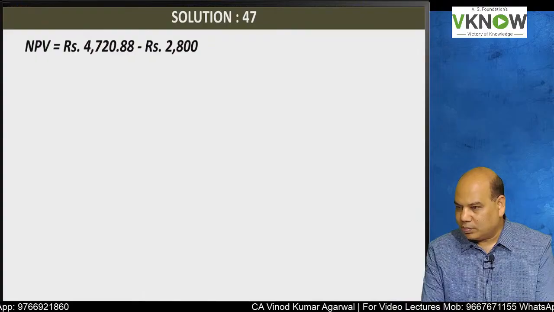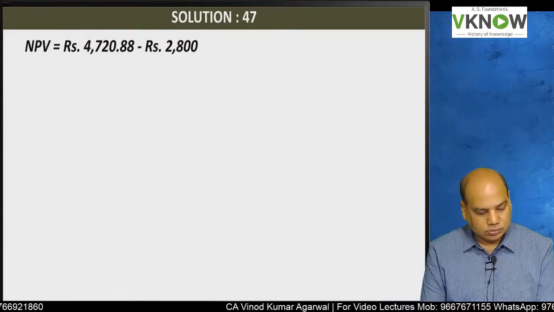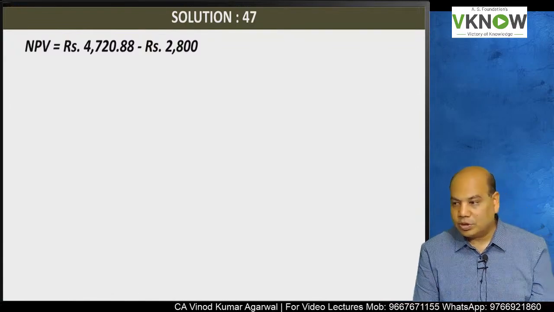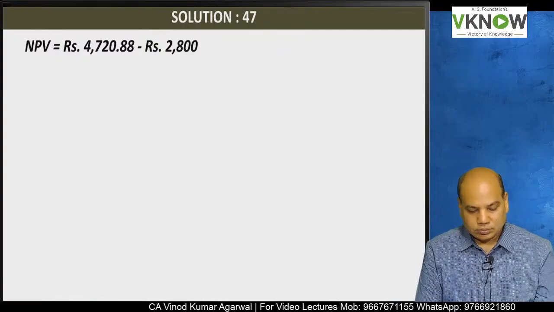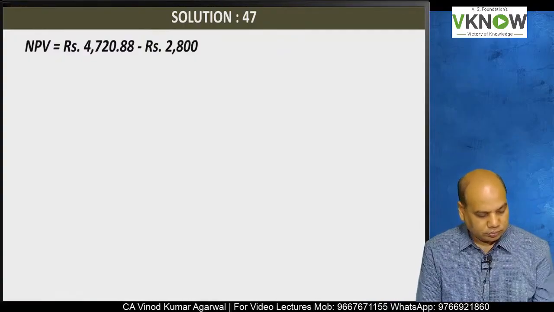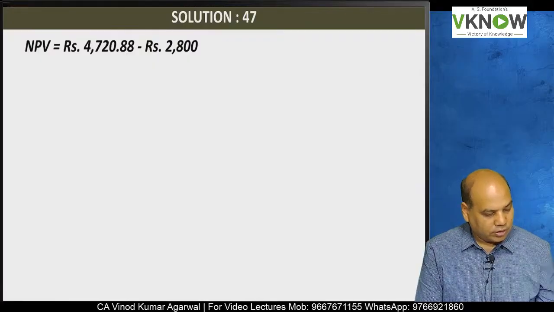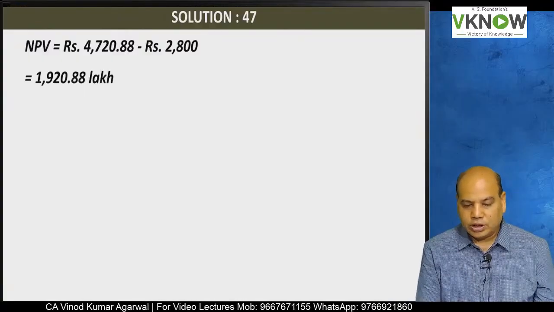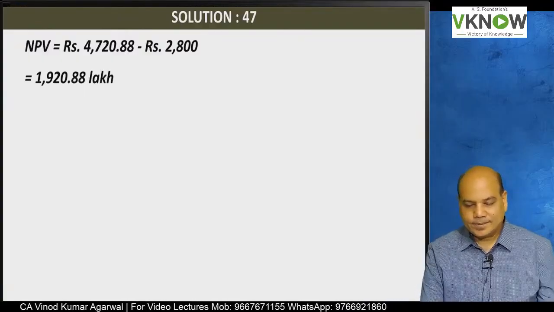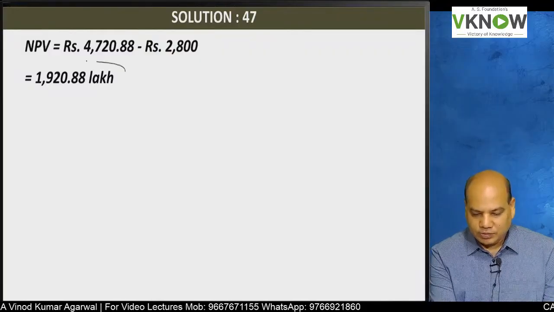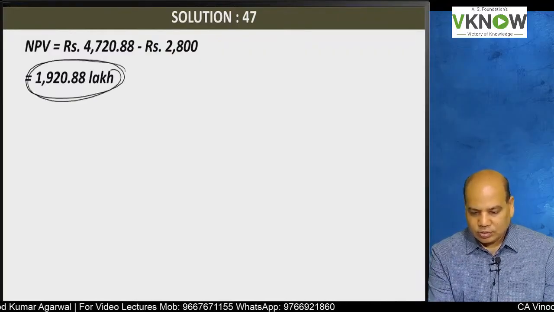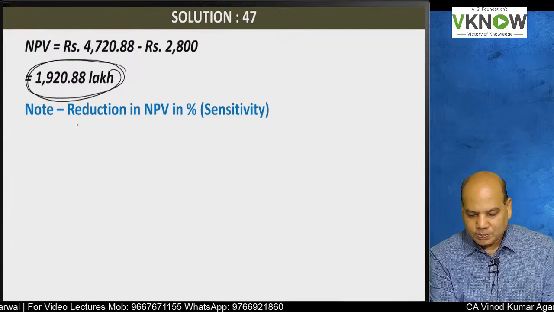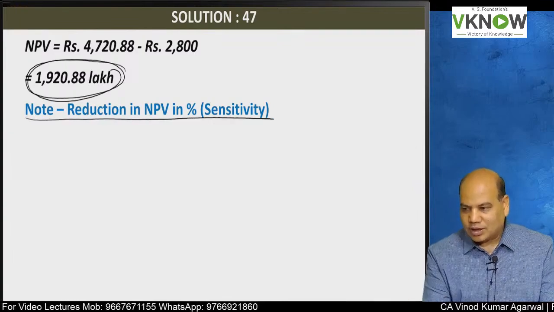Now write down below that NPV equal to 4720.88 minus 2800, that is 1920.88. Correct? NPV has gone down. Compare with the previous NPV and please reply. If you don't reply, I will not move ahead.